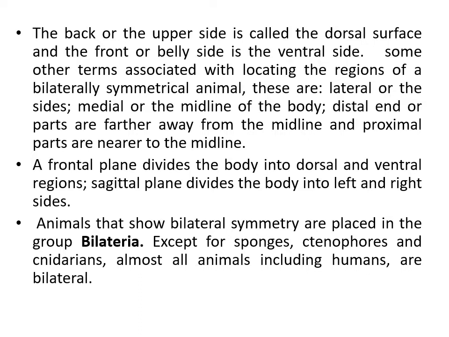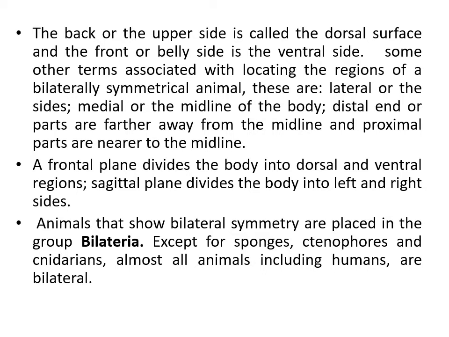Other regions are bilaterally symmetrical. Animals have lateral, or the sides; medial, or the midline of the body; distal, or parts that are farther away from the midline; and proximal, parts which are near to the midline. A frontal plane divides the body into dorsal and ventral regions, and the sagittal plane divides the body into left and right sides.